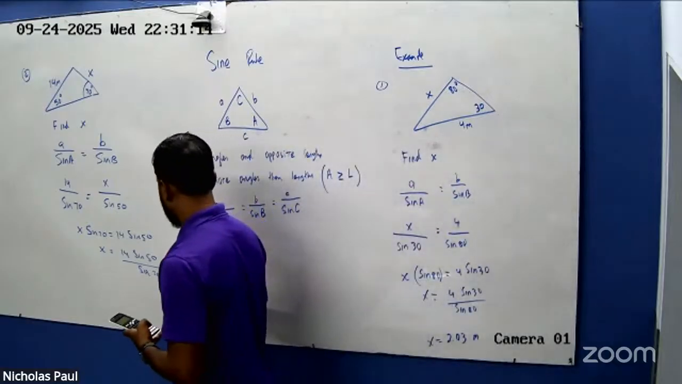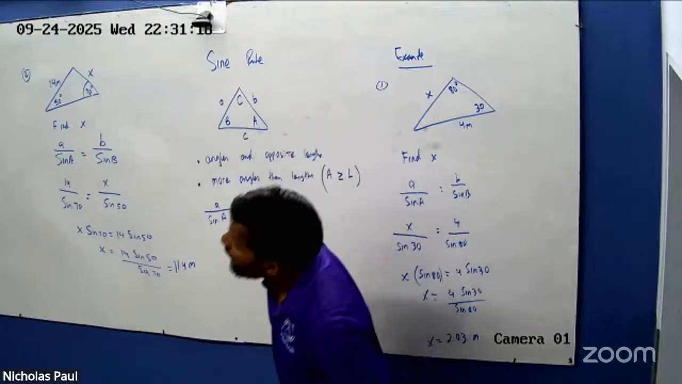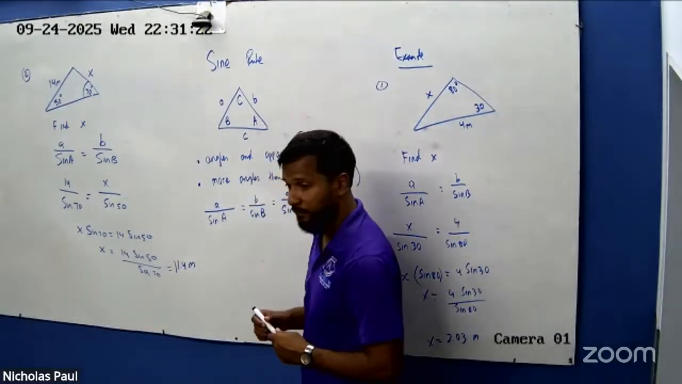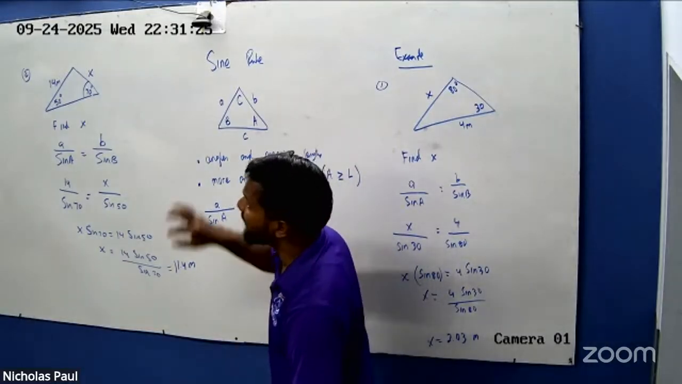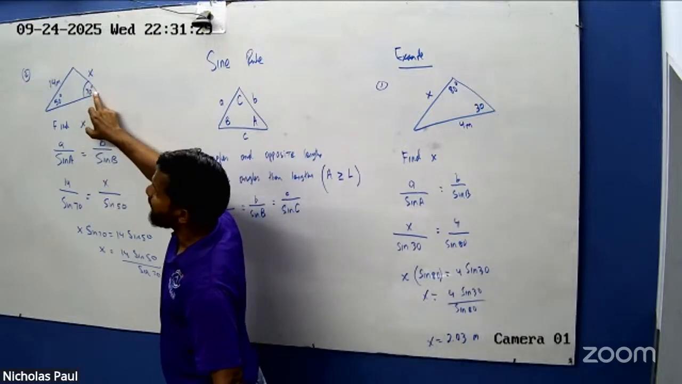Right? I got 11.4 like most people. Very good. Can you give it to two significant figures? Is that okay? Right, let's just try one more now where instead of finding a length, I'm going to ask you to find an angle.